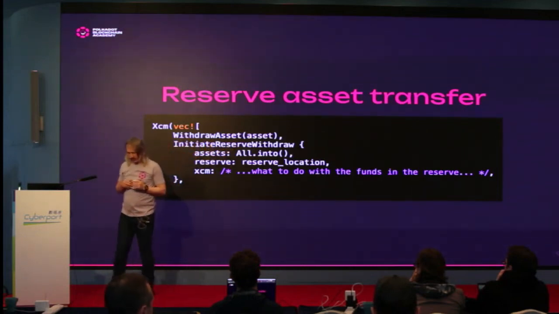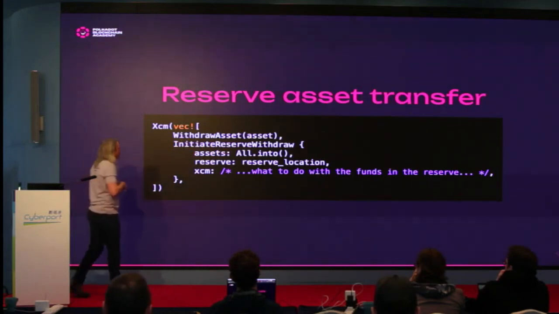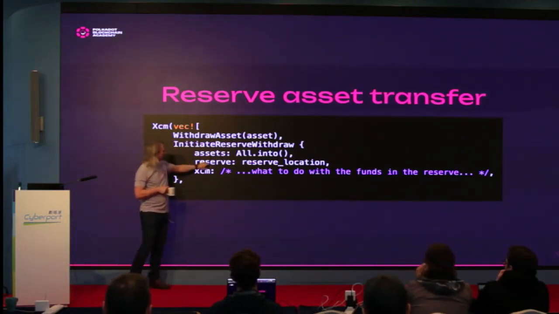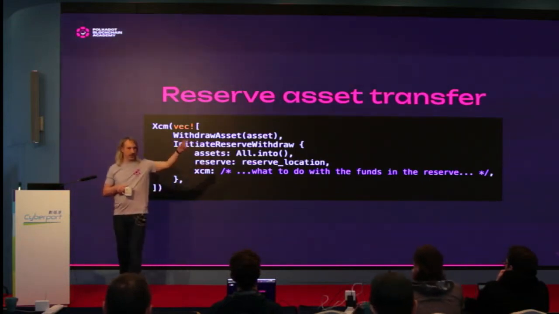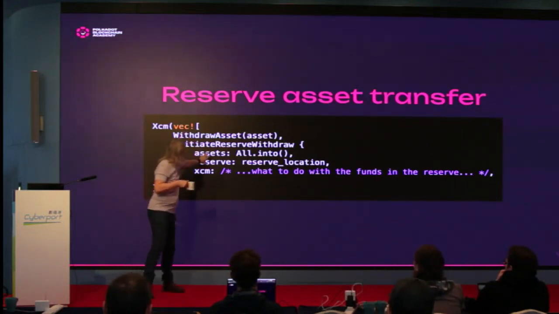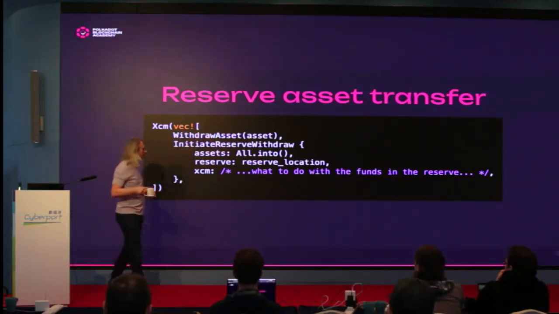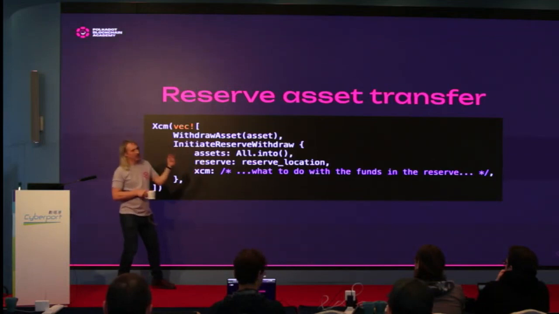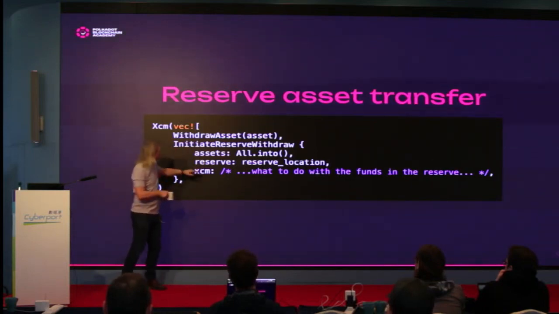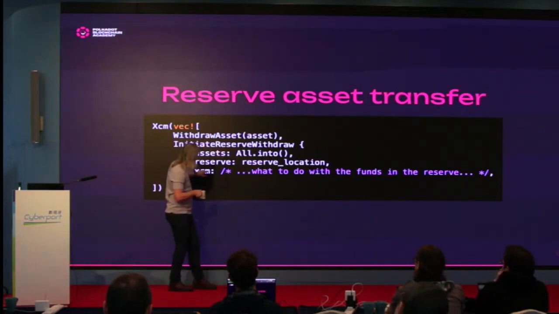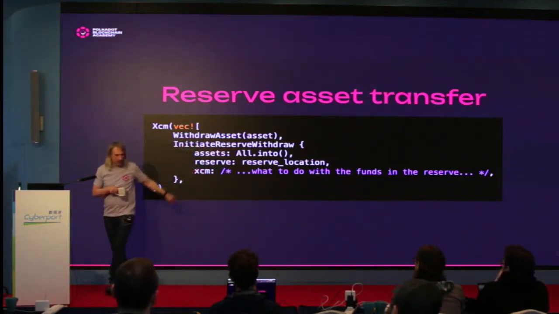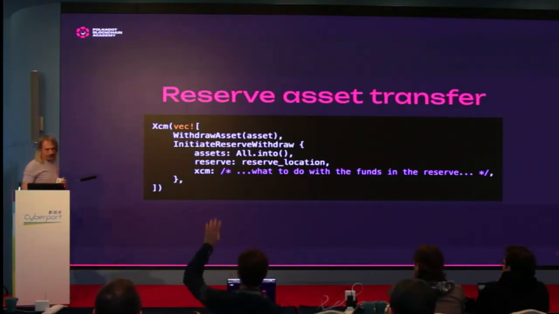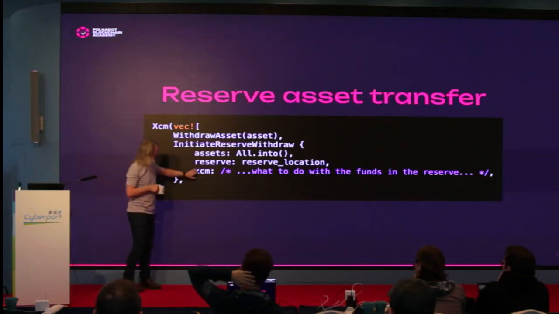What this does is it says, destroy these assets, send a message to the reserve location asking for the assets to be moved from this chain's sovereign account to a destination sovereign account, and then tell it to send a notification to the final chain, the destination chain, with this message in, so it should execute this specific message. That message is what we want it to do with the funds.